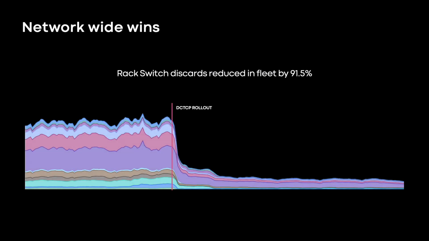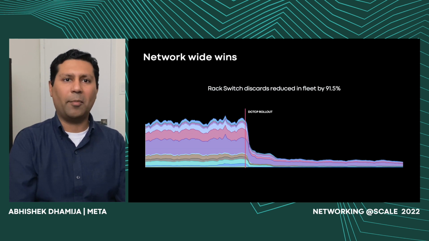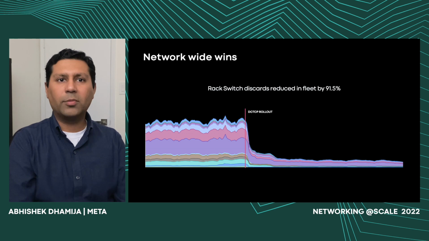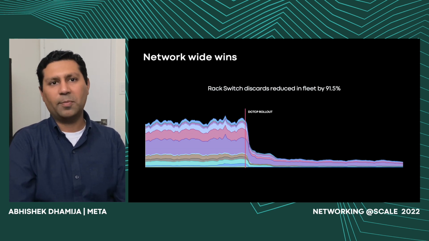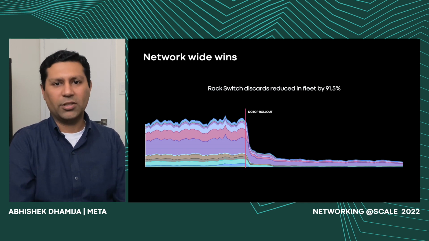We also saw some network-wide wins, like the reduction in rack switch discards by 91.5% in the fleet. The diagram below is a time-aligned diagram which has stacked all the regional rollouts together on the same timeline. Here, we see a large number of rack switch discards, which then reduce after the DCTCP deployment. Now, we know that rack switch discards are basically packet drops, which also cause retransmission for those packets. By reducing the rack switch discards, we also reduce retransmissions, and therefore we reduce the congestion in the fleet.